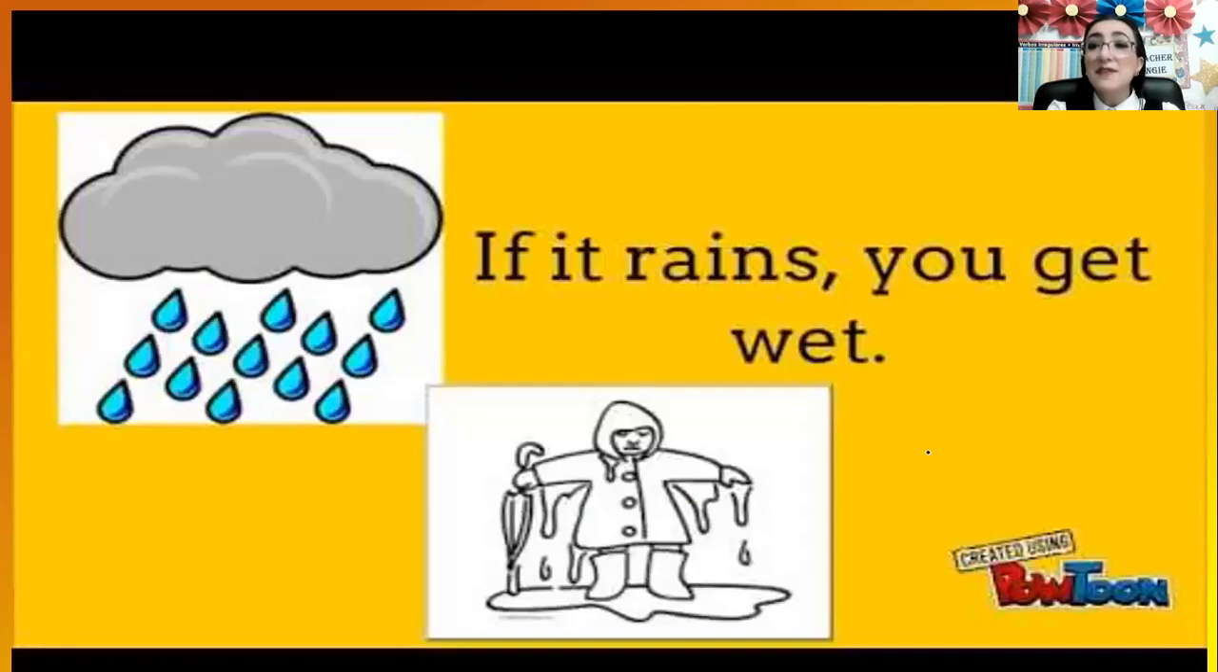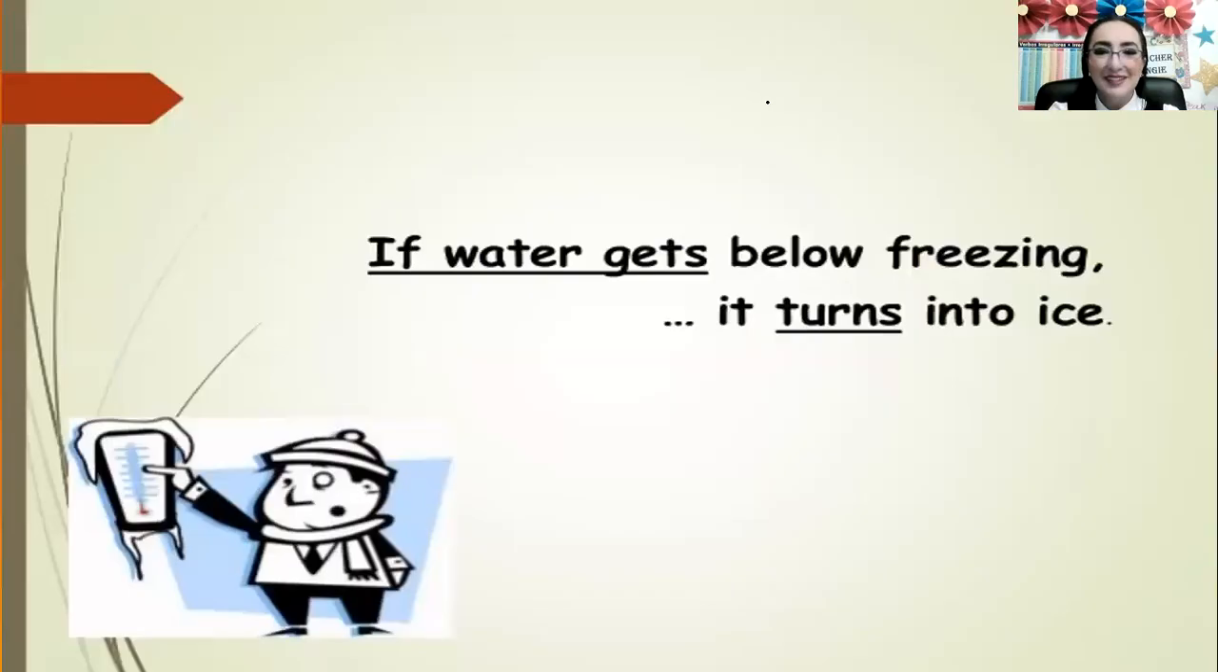For example, if it rains, you get wet. If it rains, you get wet. When can I change it? Well, you get wet if it rains. You can use the word when. When it rains, you get wet. You get wet when it rains. Yes, you can be using the word when or if.